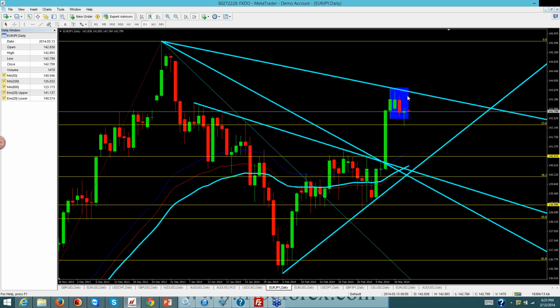Right now we're looking for a buy back up to the top of this channel for a retest of this trend line. That's what it's showing us for now because we haven't had a breakout of this consolidation. We're at the bottom of the consolidation, and so we're looking for price to move back into the consolidation to the upside. So that's a buy bias on the euro yen.